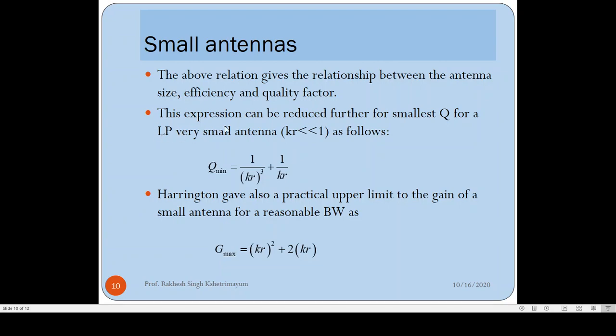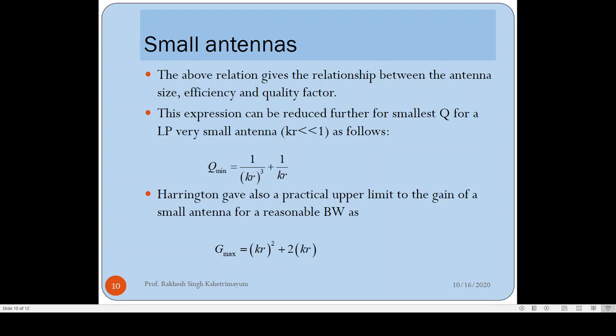If you have a linearly polarized antenna and kr is very much less than 1, then the minimum quality factor can be given by 1/(kr)^3 + 1/(kr). So here the minimum quality factor is related to the size of the antenna, and you know that quality factor is related to the fractional bandwidth of the antenna also. Fractional bandwidth of the antenna is 1/quality factor. So if the quality factor is higher and higher, then the fractional bandwidth will become smaller and smaller.